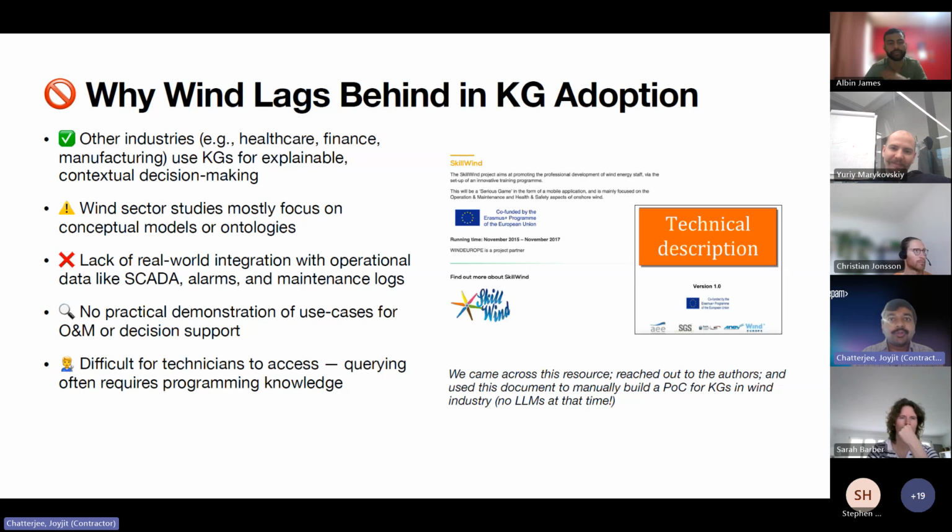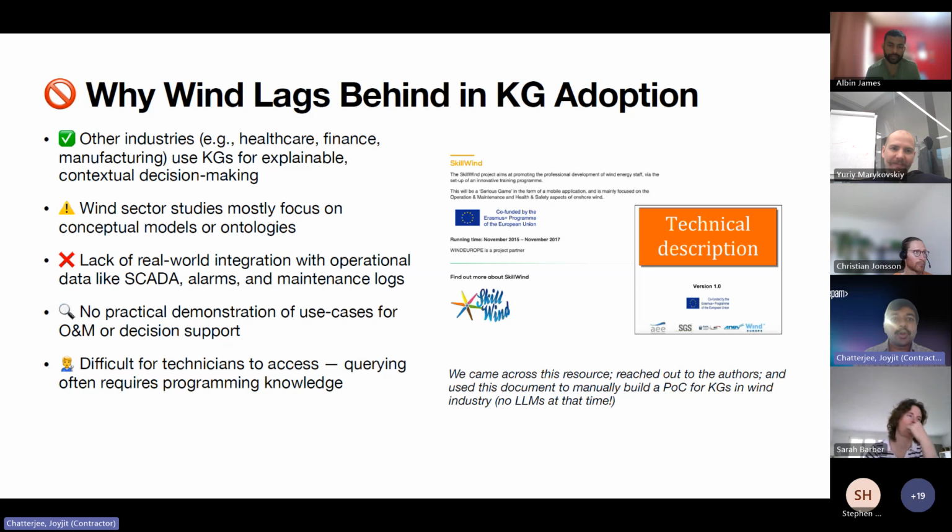And then I reached out to some of the authors and said, can I do a POC, build a knowledge graph out of this technical description manual, and use it to integrate it with AI models. So that was the beginning and the start of the journey in actually building this from scratch. And as you would have heard and seen, in the wind industry currently there isn't much practical demonstration of use cases of O&M or decision support with knowledge graphs.